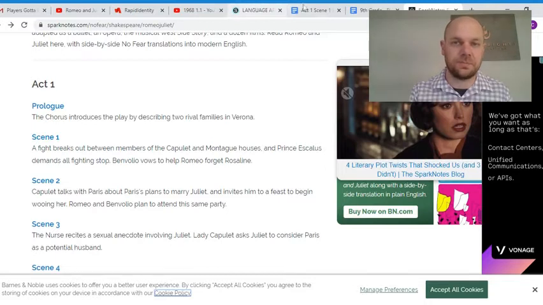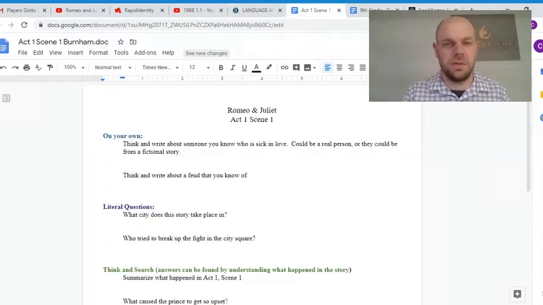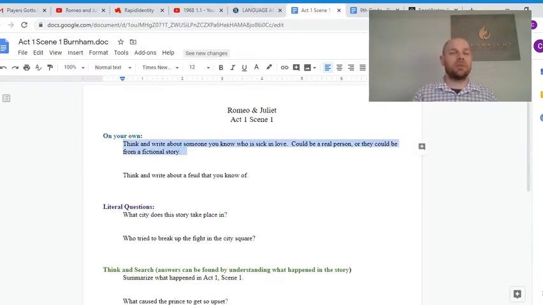And look at this. We have a worksheet for you to do. The worksheet right here says on your own. So this is before you even start. Think and write about someone you know who is sick in love. It could be a real person or it could be a fictional story. Any movie you've seen, any TV show, someone that just can't get over somebody else. What do you know about it?